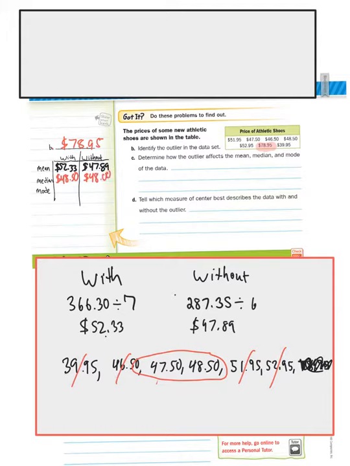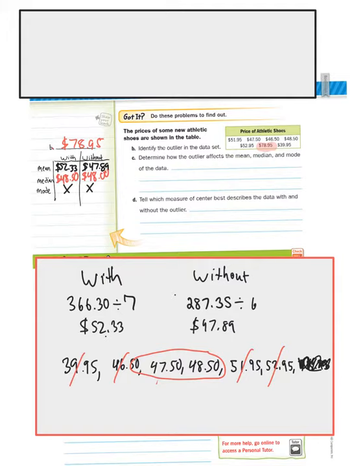Now the mode, looking for any repeaters. So I'm going through, and I see no repeaters either way. So no matter what, there is no mode. Now to answer problem C, you could do this one with me. It says determine how the outlier affects the mean, median, and mode.